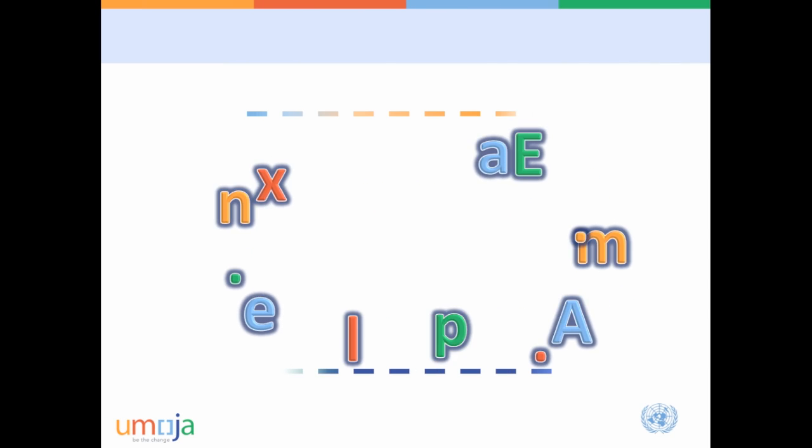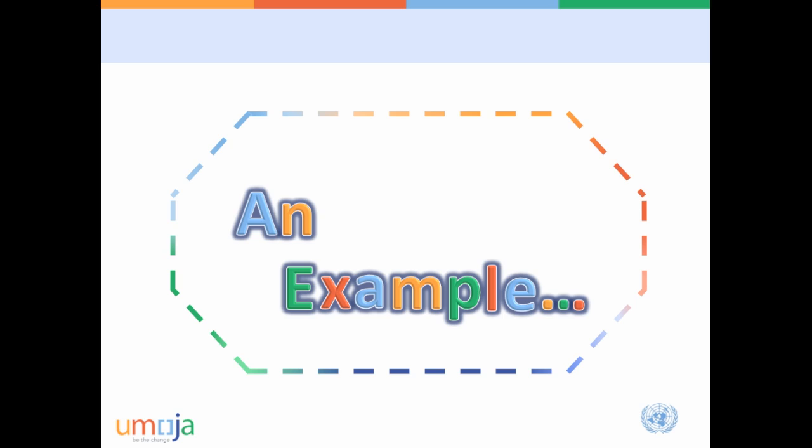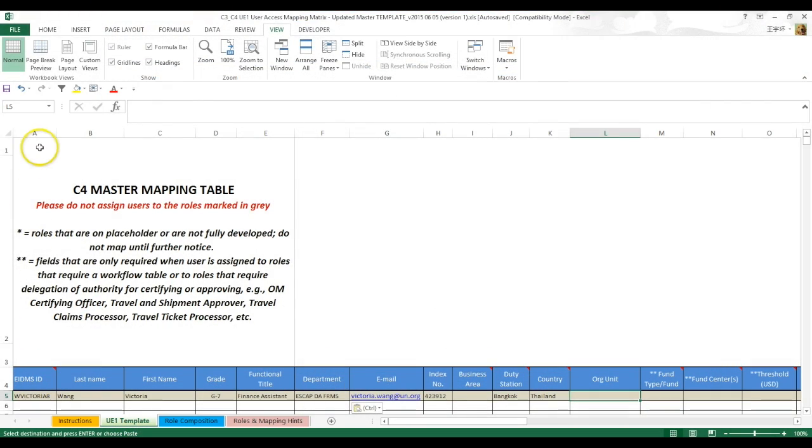Let's take, for example, the mapping of an employee named Victoria Wong. The first column asks for her EIDMS, or the Unite Identity. It is a unique combination of letters and or numbers. This information is critical for providing user access to Umoja.